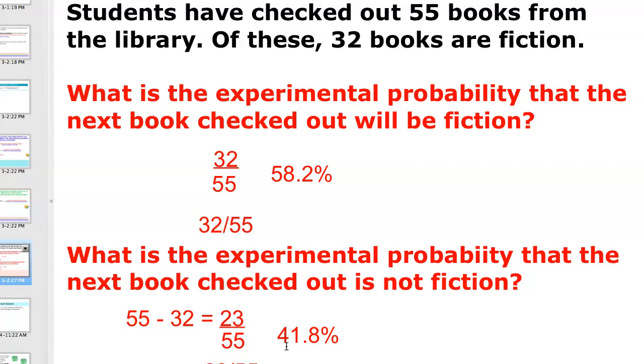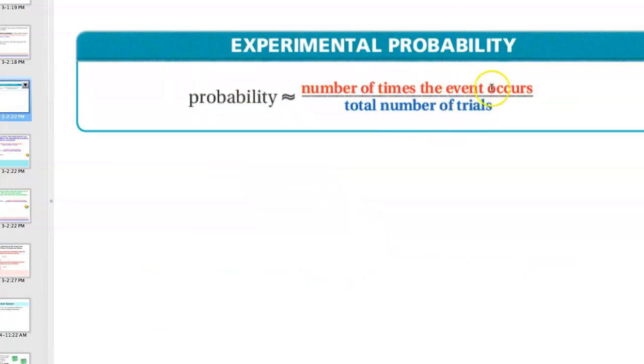I might actually flip the coin and record 15 times what I got, and then based off of what I got, I'm going to see how many heads I might get. The probability of getting heads the next time would be. Okay? So you're actually experimenting, and based on your experiment, you're then predicting the probability of it occurring again, all right? So again, one more time, it's just the number of times the event actually occurred divided by the total number of trials.